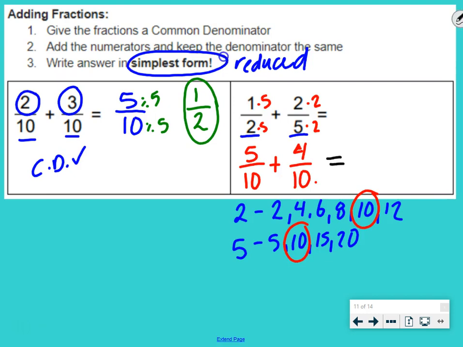So now we can add the numerators. 5 plus 4 is 9. Keep the denominator the same. 9/10 is in simplest form because nothing goes into both 9 and 10 besides 1.